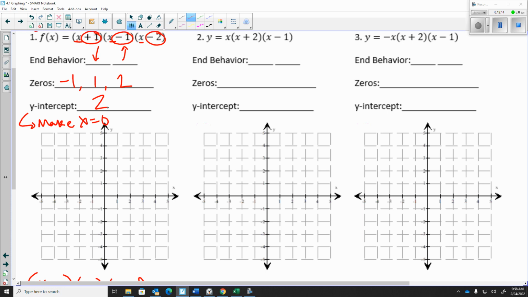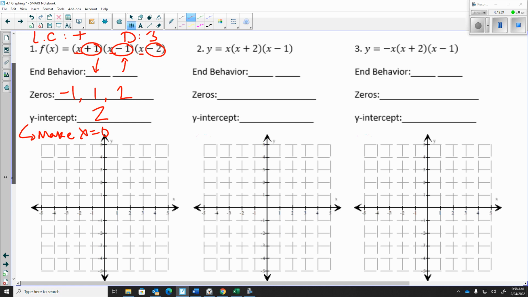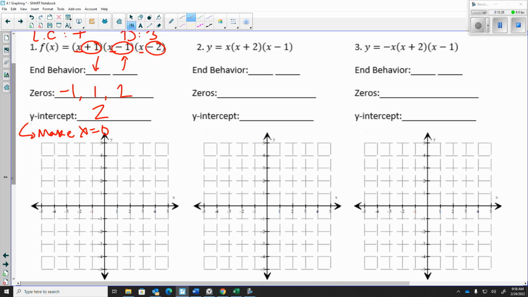All right, so I have all the pieces now. I've got everything I need to put this graph on the grid. Here's how I'm going to do it. First, I'm going to plot each of my zeros. So I'm going to put a dot at each x-intercept: -1, 1, and 2. Let's also put a dot at the y-intercept. So we're on the y-axis now. I've got to go up to 2. There's that. Okay. You guys okay with why those are where they are?